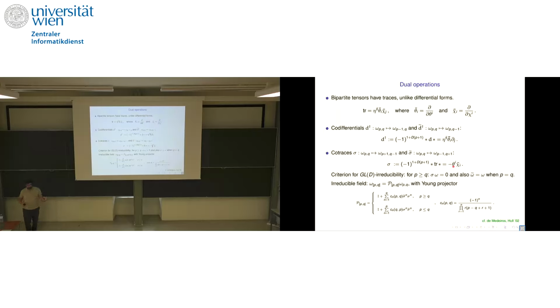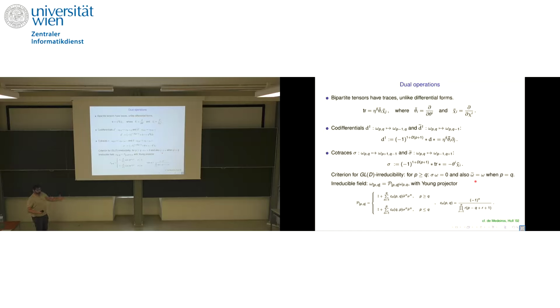And now these are important operators because, as Mark pointed out earlier, these give us a criterion for irreducibility of the tensor under the general linear group. In particular, for p greater or equal to q, the bipartite tensor is irreducible if the cotrace acting on it is 0. Moreover, if p equals q, you have the additional condition that the omega twiddle is equal to omega. So this is the irreducibility criterion.